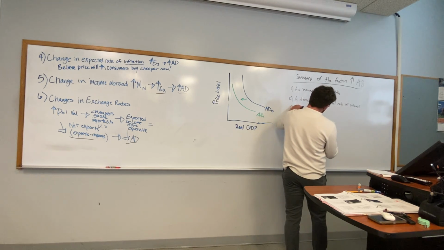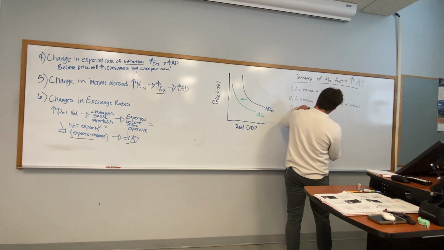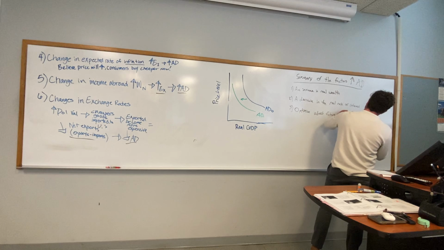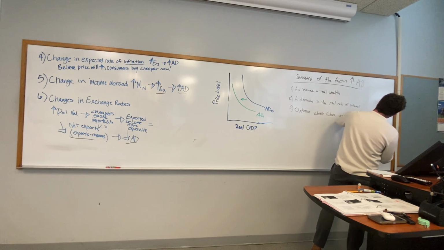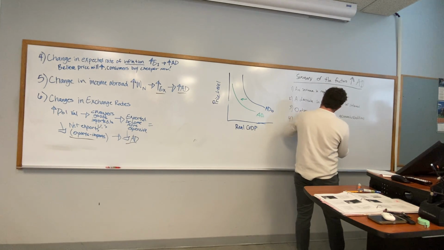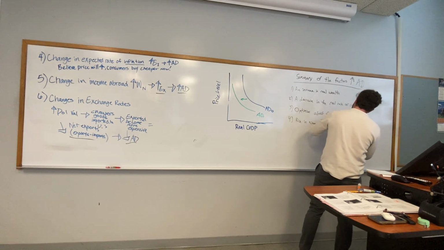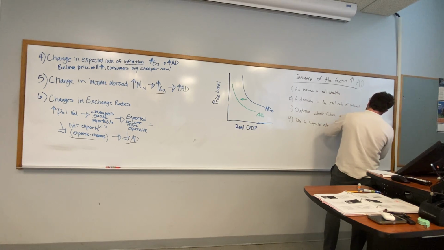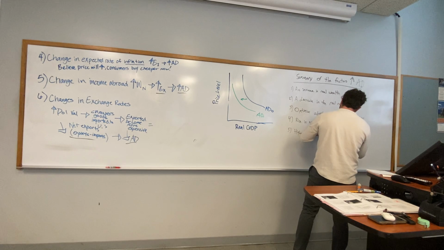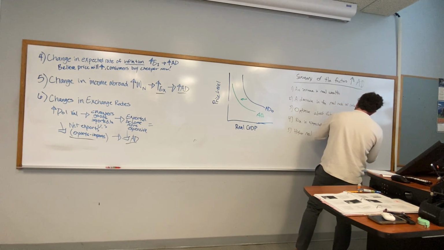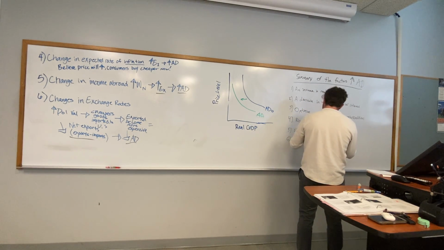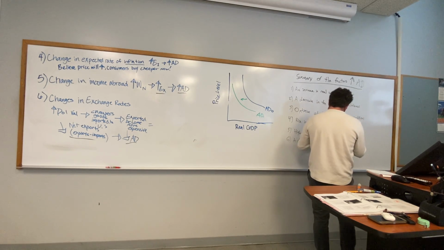Three, the other thing that increases aggregate demand is optimism about future economic conditions. 4 is a rise in the expected rate of inflation. 5, higher real incomes abroad. 6, a depreciation in the foreign exchange value.